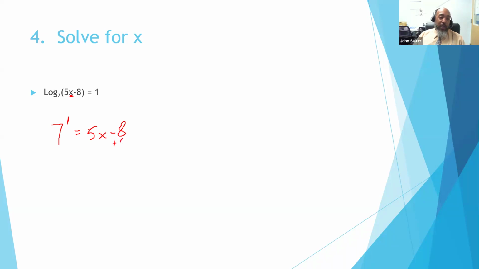So first, I'm going to add 8 to both sides. Over here, it cancels. And on the left, I get 7 plus 8 is 15. Divide both sides by 5. And I get x is equal to 3. Solve for x. x is equal to 3.